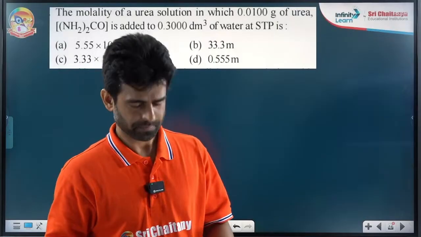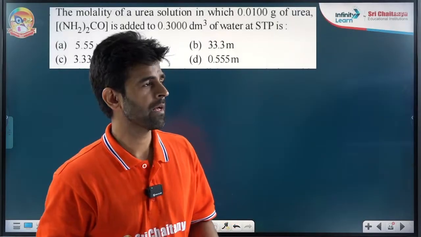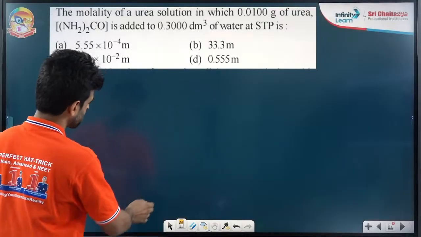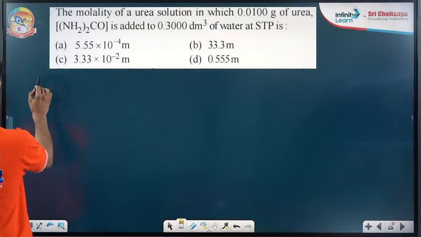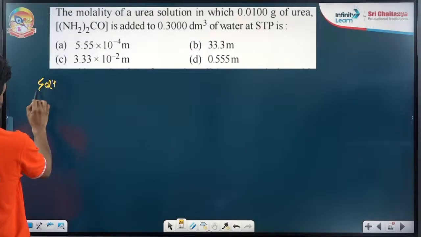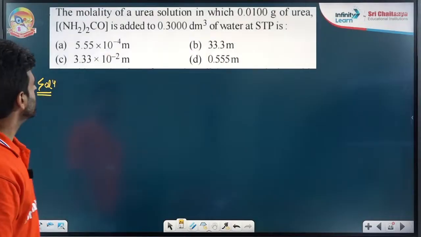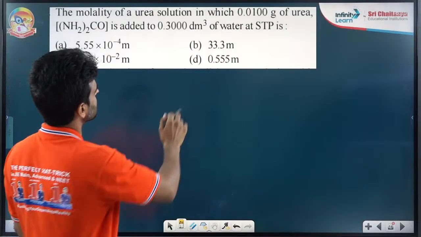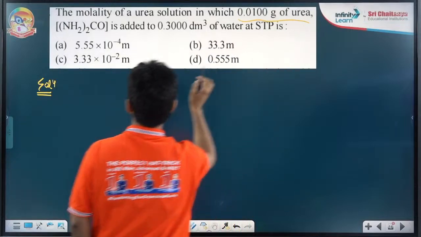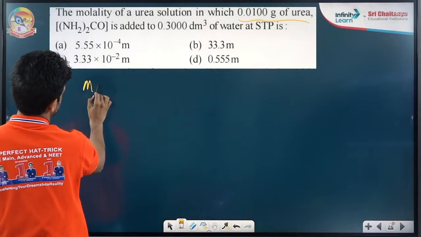Yes, beta. Run up to here. Fine. What are they saying here? Look carefully. They are asking the molarity of the solution, and they are saying this much urea is added. So very simple again. What is the molarity?